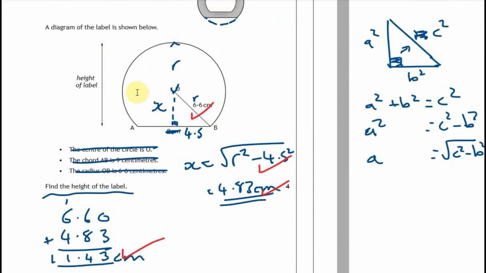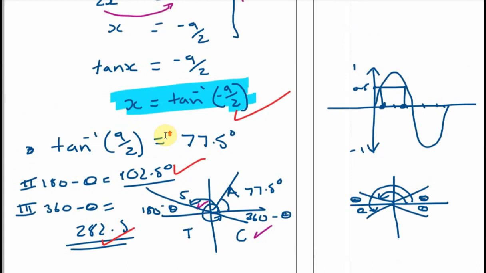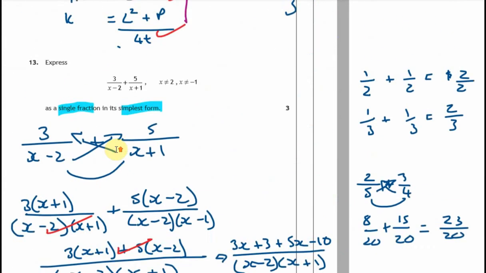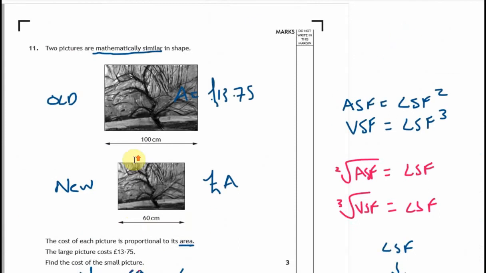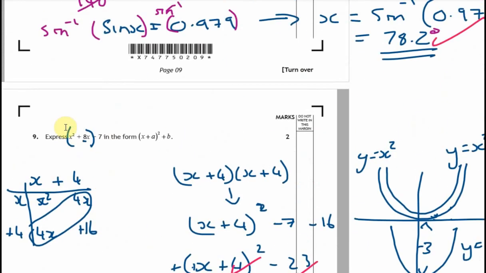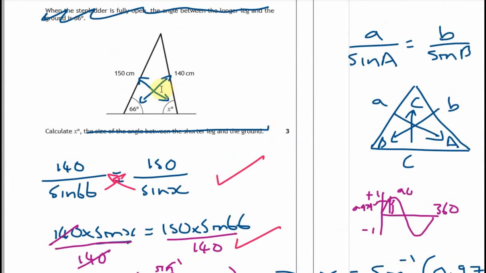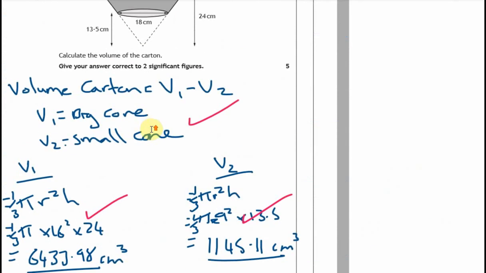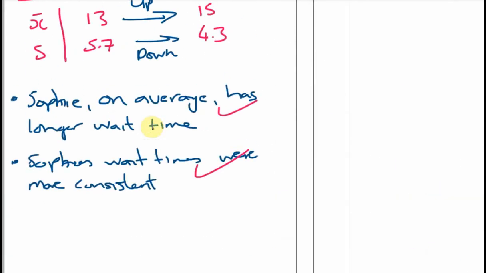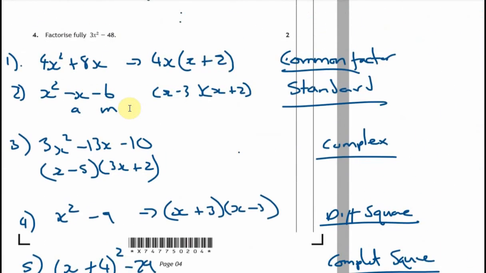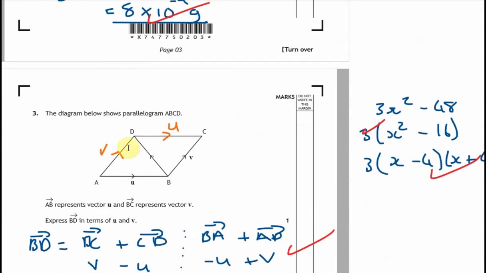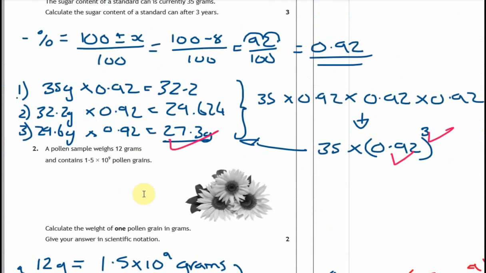Cosine rule, Pythagoras, standard trigonometry, simplifying fractions, rearranging equation, similar shapes, indices, complete the square, sine rule, volumes, standard deviation, we got angle chasing, a bit of factorizing, some vectors, and then standard maths and percentages.